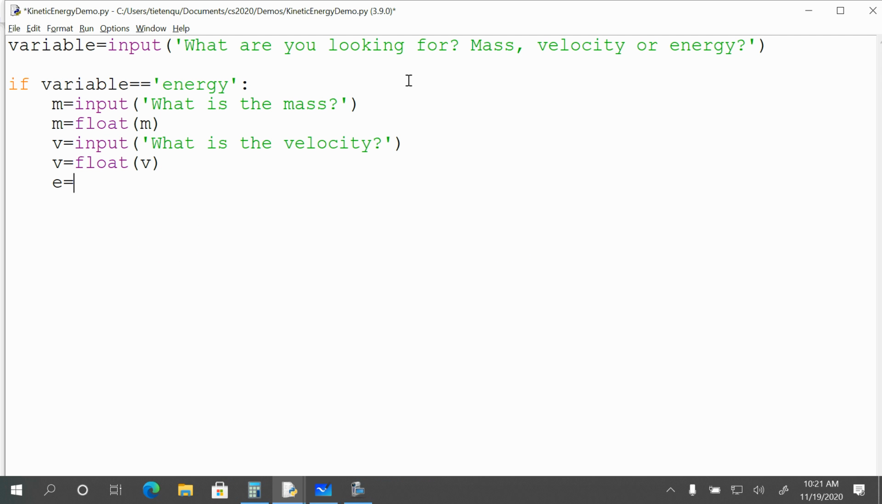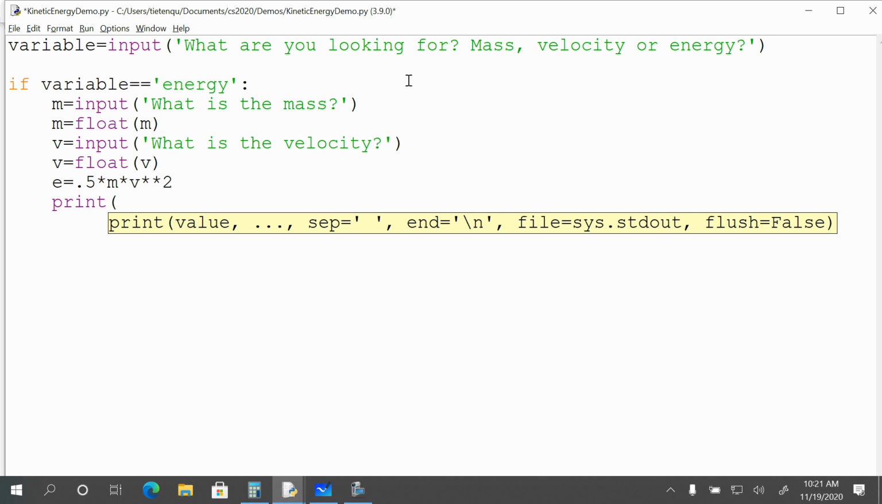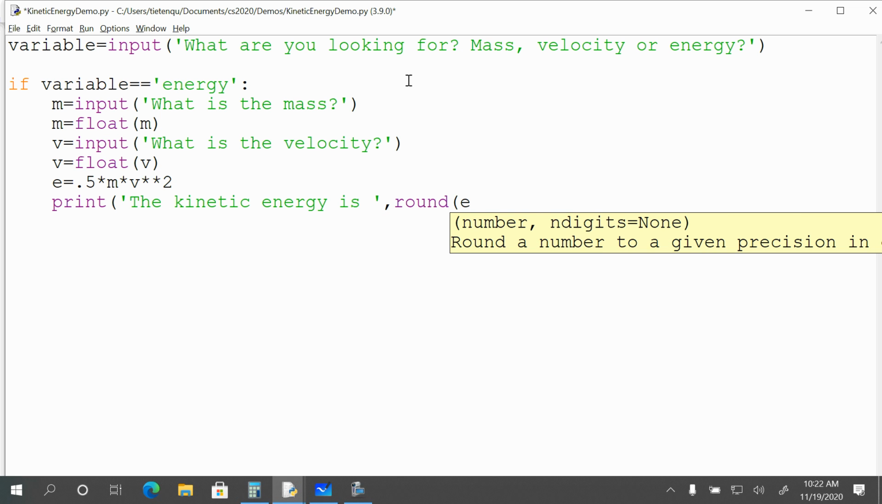So energy is 1/2, which is 0.5, times the mass, times the velocity squared, so times v, and remember we use 2 stars for squared. And then we can print the kinetic energy is, and we'll round it. Let's round our energy to 2 decimal places.